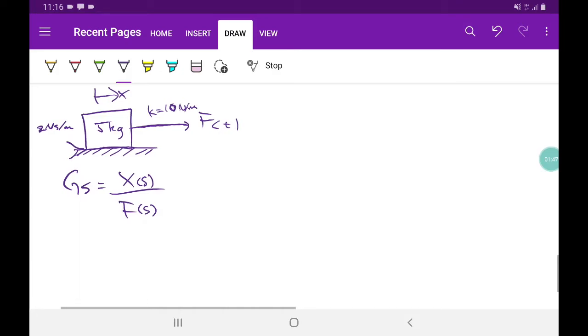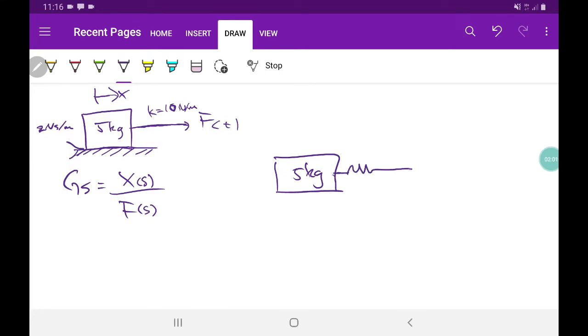So we can redraw this in a schematic diagram of a mass, right? We have a mass 5 kg, and then we have a force acting on the cable, but the cable has a stiffness of 10. Okay, so we have a friction of Fv equal to 2.